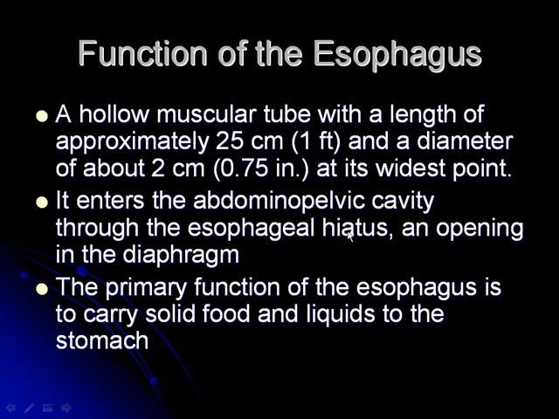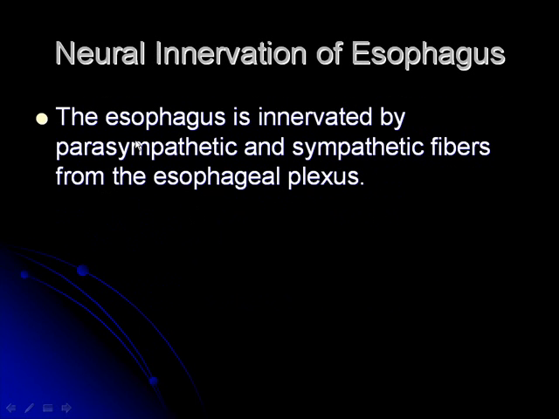Keep in mind the name esophageal hiatus. You may have heard the term hiatal hernia previously, which is derived from this name. A hiatal hernia is a pushing or bulging of the abdominal contents through this opening, the esophageal hiatus. I'll discuss that a little later in the lecture. Neural innervation of the esophagus: again, the parasympathetic nervous system predominates. There are also some fibers of the sympathetic nervous system. This forms the esophageal plexus.